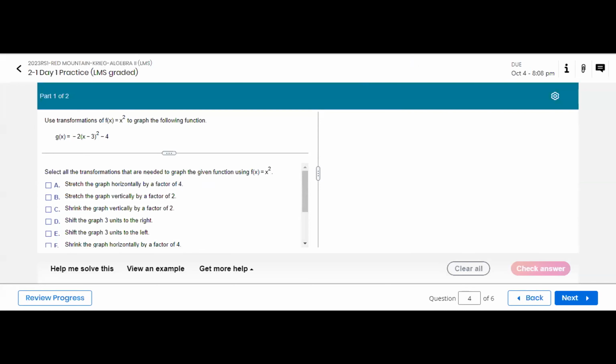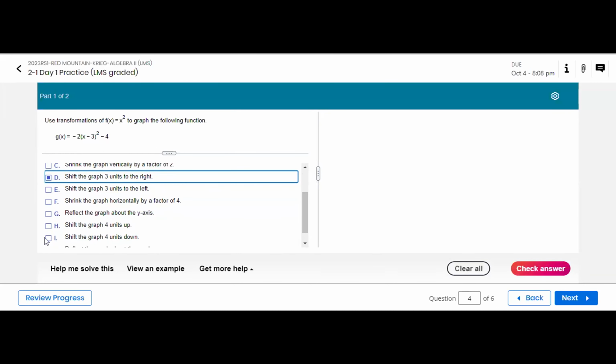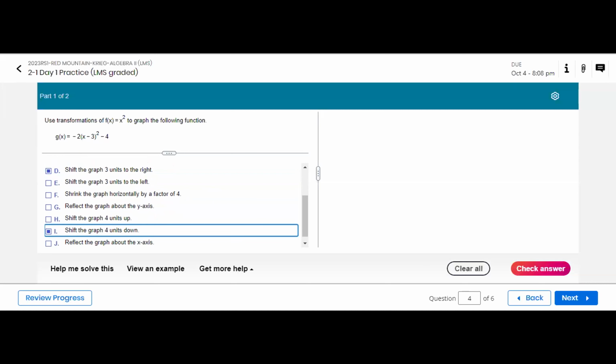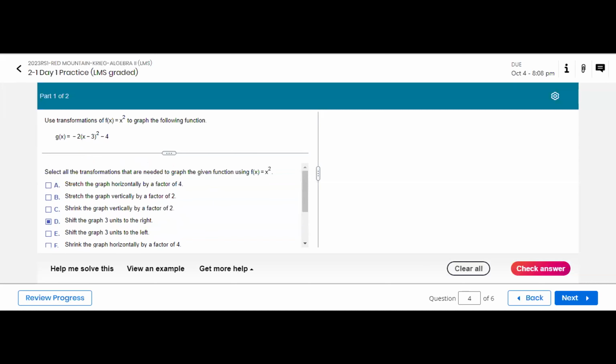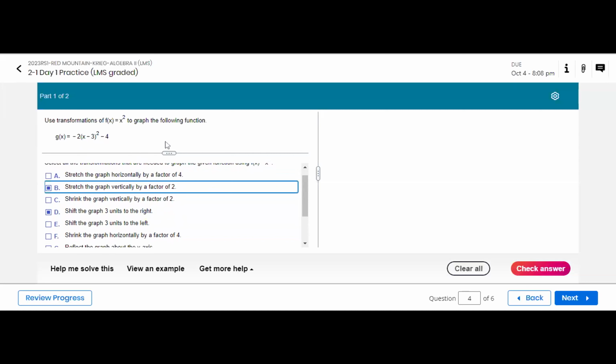So the -3 means 3 right. Inside parentheses, you probably see that (x - 3)² means 3 right. So you're looking for the graph shifted 3 units to the right. That -4 means what? It goes down. And now that 2 on the outside is a vertical stretch by 2. Stretch the graph vertically by a factor of 2. Second one there, B. And then that negative out in front is a reflection over the x-axis.